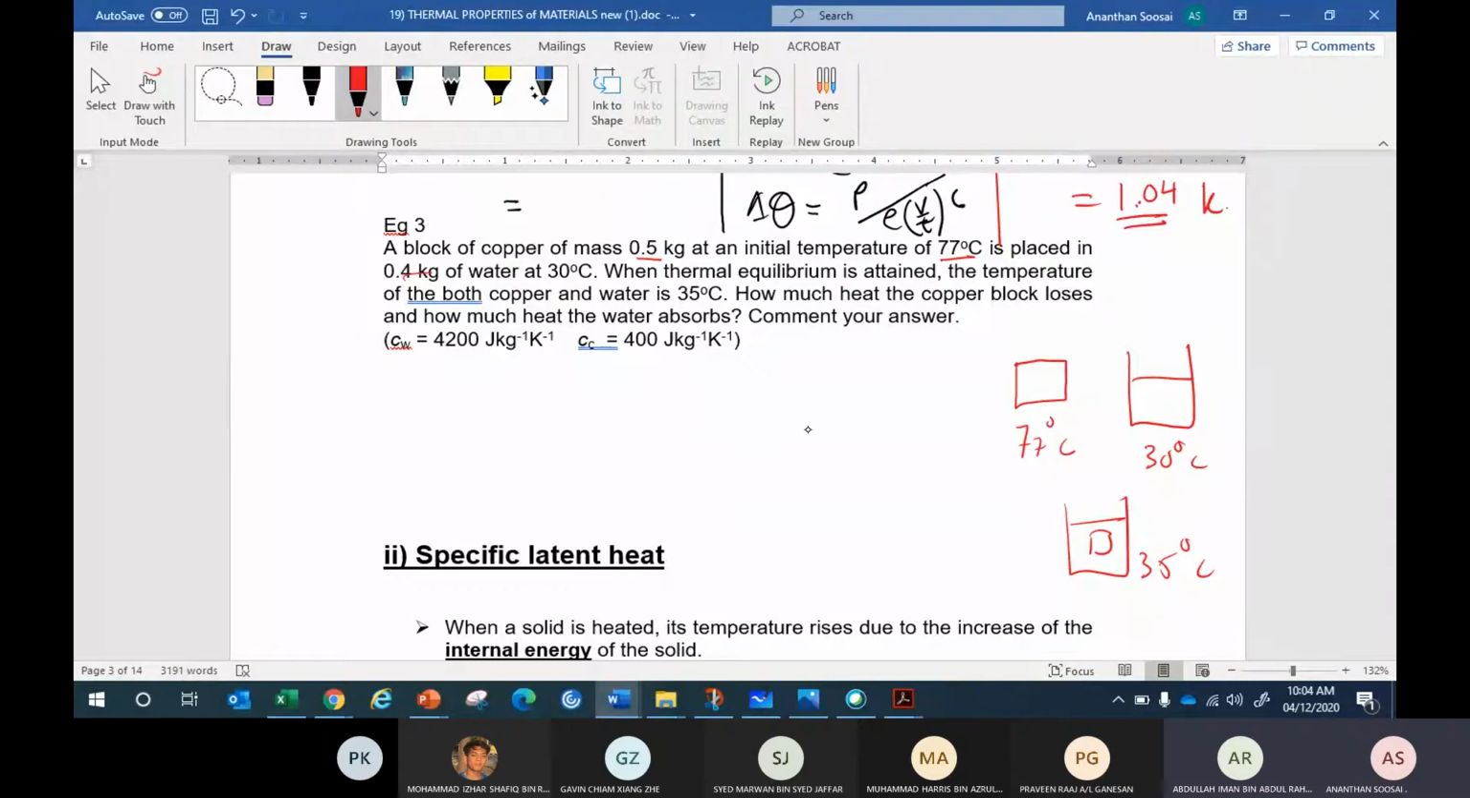So what is the energy released by the copper? Of course it is mcθ. So m is how much? 0.5. c of copper is how much? 400. And the temperature change is how much? 77, it dropped to 35. So that gives you the energy released by the copper.